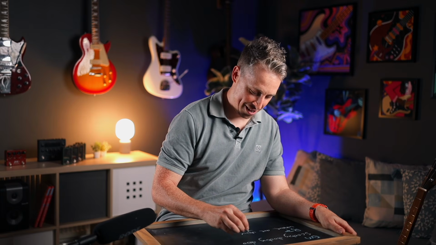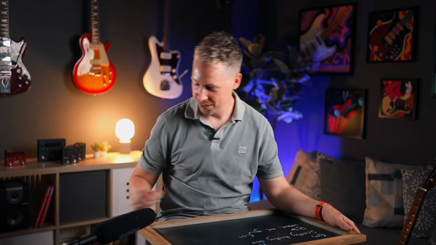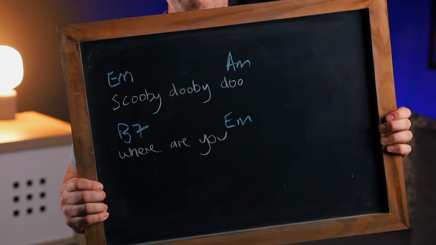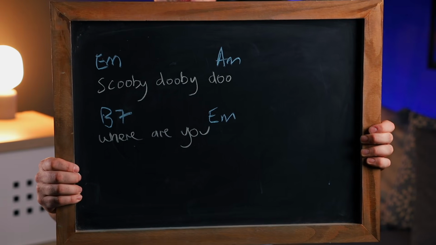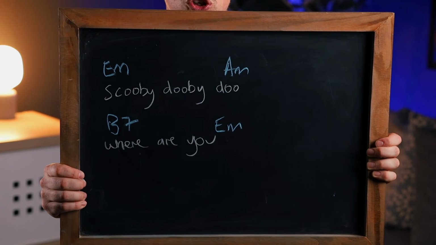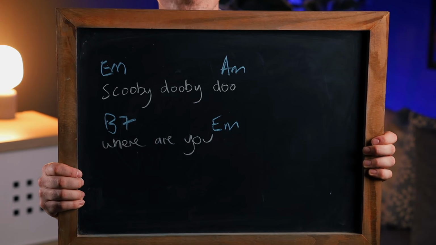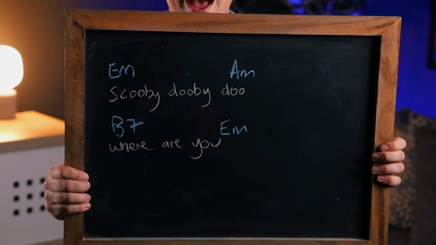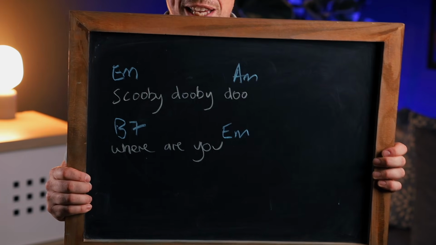Where are you? So this is to say that this could be the chord progression. Oh, I'll get that right. So E minor starts over the "Scoo" of Scooby. "Dooby-Doo" is where the A minor comes in. The B7 is "where are you", and then the E minor.